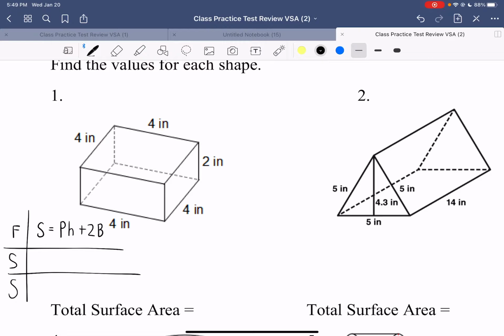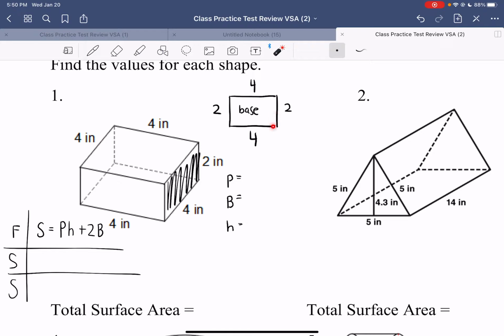So what we're going to do is start by shading our base. I just shaded a rectangle, so I'm going to redraw and label what I just shaded. I see a 4, which would mean a 4 was on the other side, and a 2 and a 2. So this is my base. Our missing information is the perimeter of the base, the area of the base, and the height of the prism.